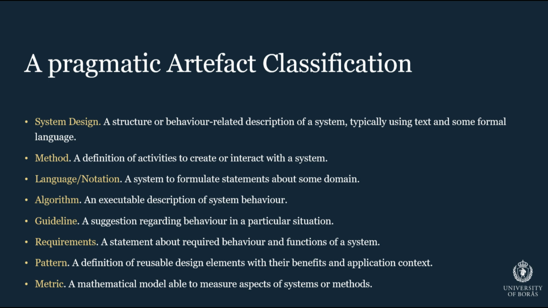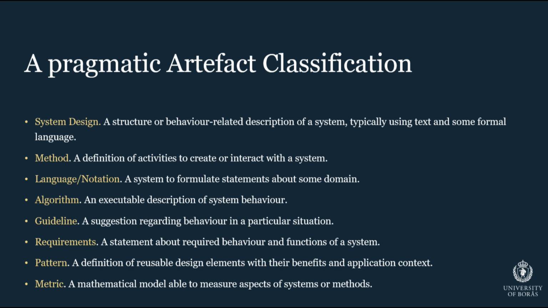Another way of classification of artifacts is to use 8 artifact classification types, which basically introduce 8 artifact types. Below we can see them. System design, a structure or behavior-related description of a system, typically using text and some formal language. Method, a definition of activities to create or interact with a system. Language notation, a system to formulate statements about some domain.